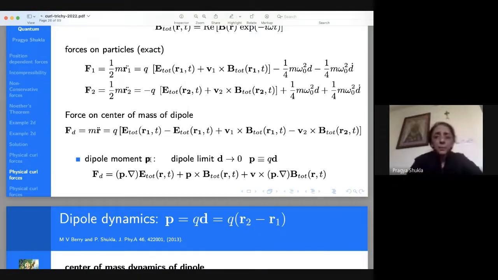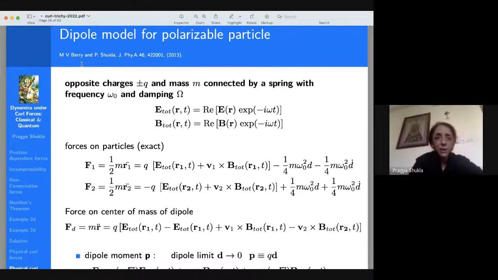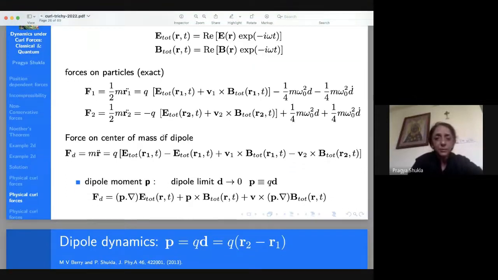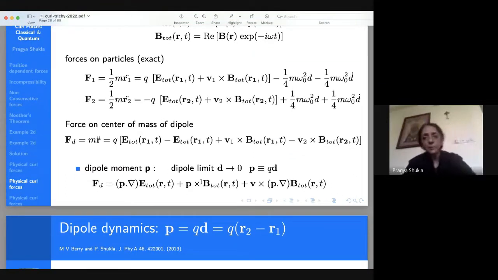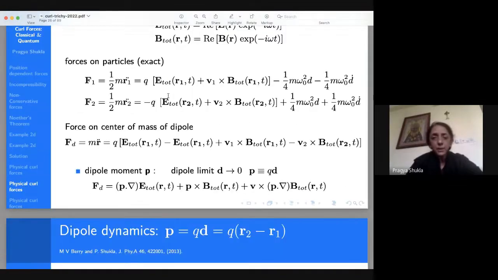The dipole moment P is QD. In the D goes to zero limit, you can show that the force on the center of mass of the dipole, which I give the name F_D, can be written in this complicated form. Of course, how we go from here to here is given in the appendix of this paper. If you are interested, you can go and check it. We don't have so much time. Actually, it is easy to see, and you can work it out yourself. So what is E total? E total is given here, and B total is given here.